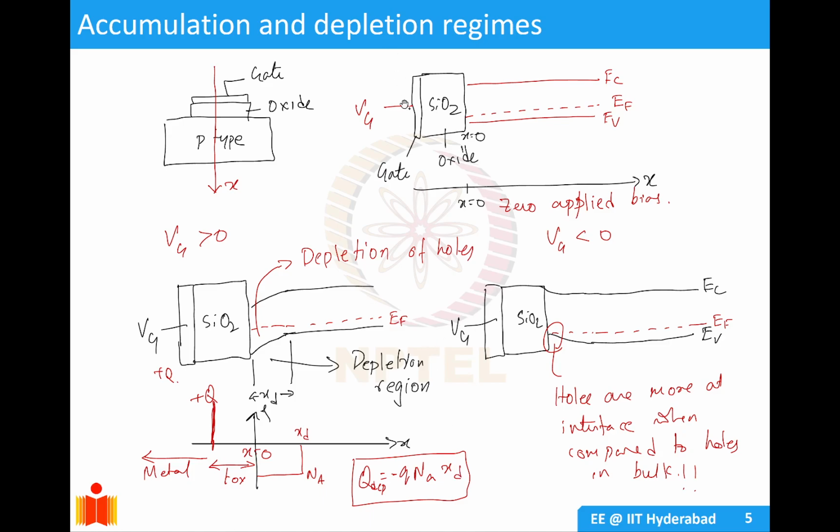And if you apply a negative bias, it creates negative charges on the gate and positive charges at the semiconductor. Due to these excess positive charges, your EF moves closer to EV, and hence you have an upward band bending. You can see your EF is now much closer to EV, because there are more holes at the interface. This is called the accumulation region, because you are accumulating your majority carriers. Here you are depleting your majority carriers.